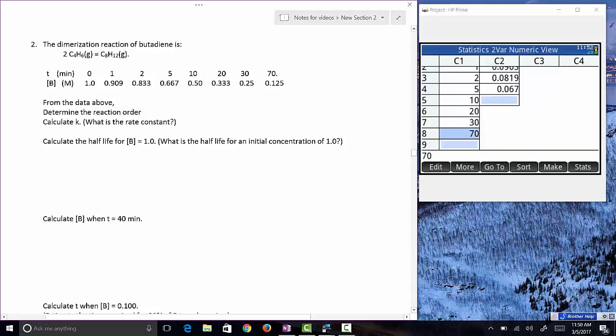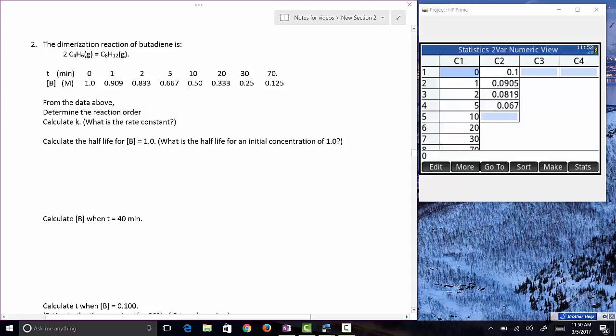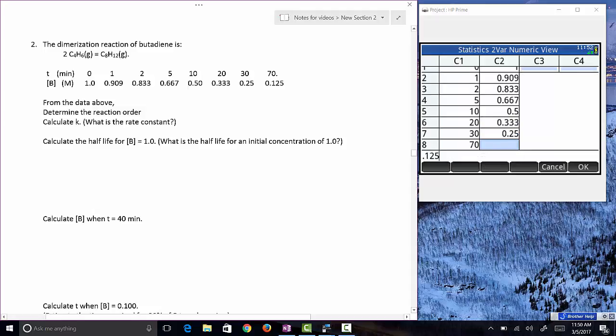And let's go back up. And we have 1, 0.909, 0.833, 0.667, 0.5, 0.333, 0.25, 0.125.